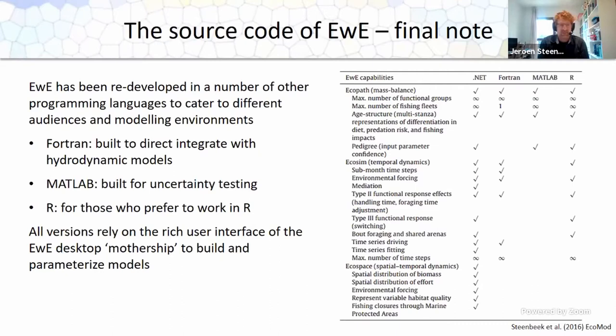So valid or not? I think that's totally valid. All the versions still rely on the rich user interface of the Ecopath mothership, the .NET version, to produce, fine-tune and test models. But after that, they can take it and do their thing. I think that's very cool. It's certainly no competition. It just strengthens the approach. I think it's very, very interesting. So if you'd like, check the 2016 paper out. It is technical without becoming too technical, but the concepts are, I think, quite illustrative. So that's about the base source code setup.